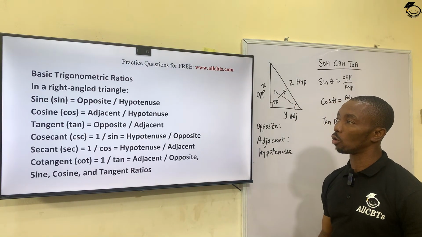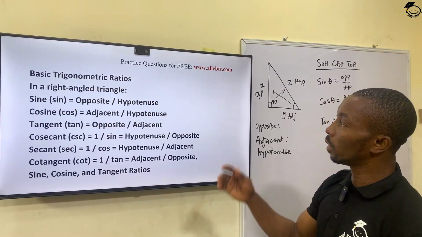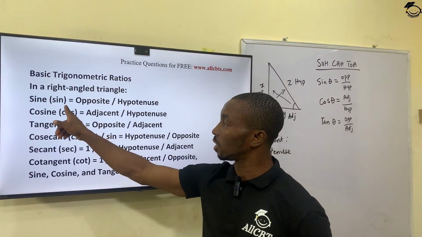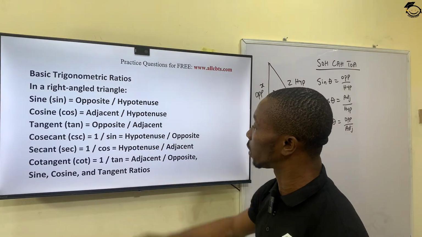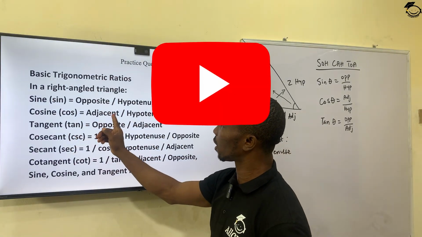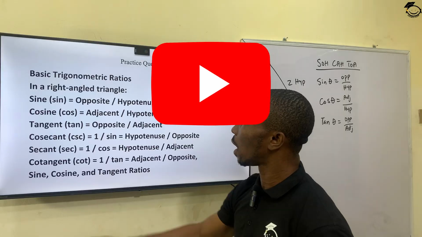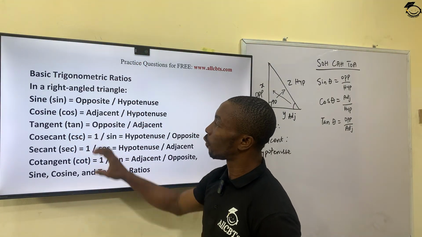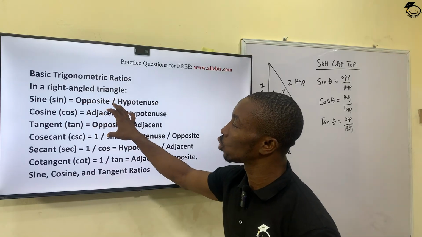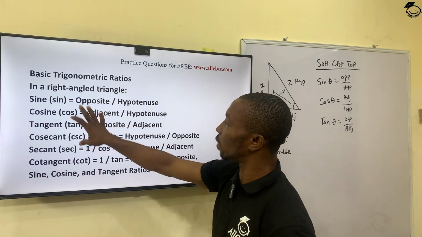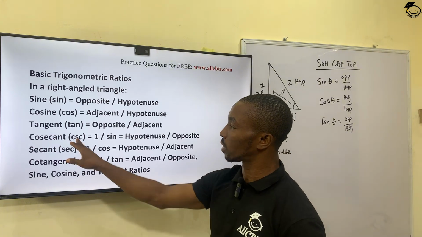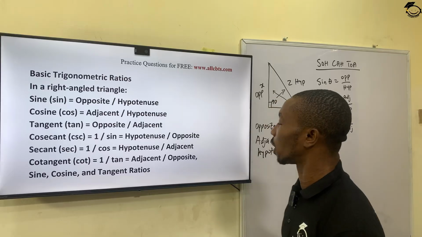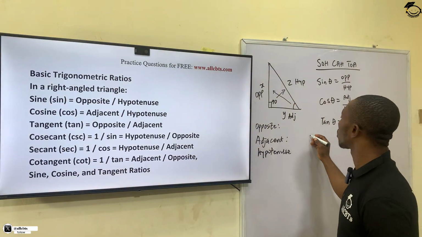Now, looking at our basic trigonometrical ratios, like we've earlier said, sine theta is opposite over hypotenuse, cos theta is adjacent over hypotenuse, and tan theta is opposite over adjacent. From those basic trigonometrical ratios, we can get the inverse of those ratios, which are cosec, secant, and cot or cotangent.